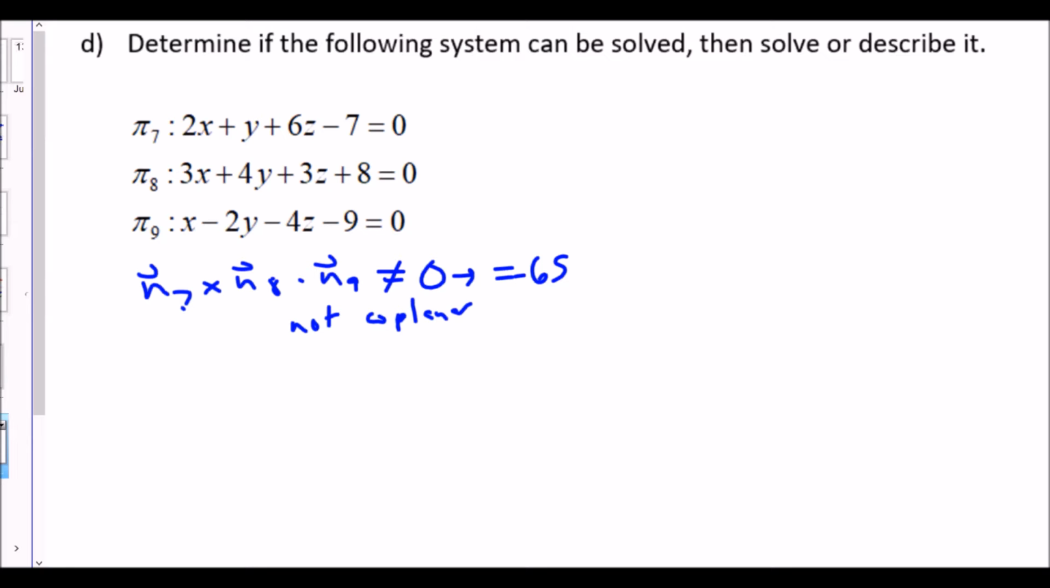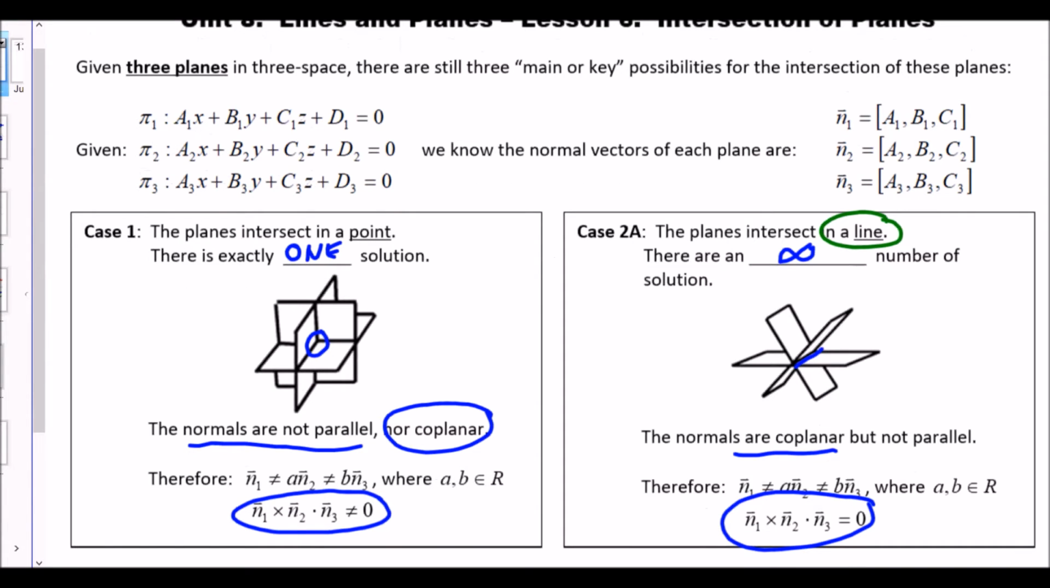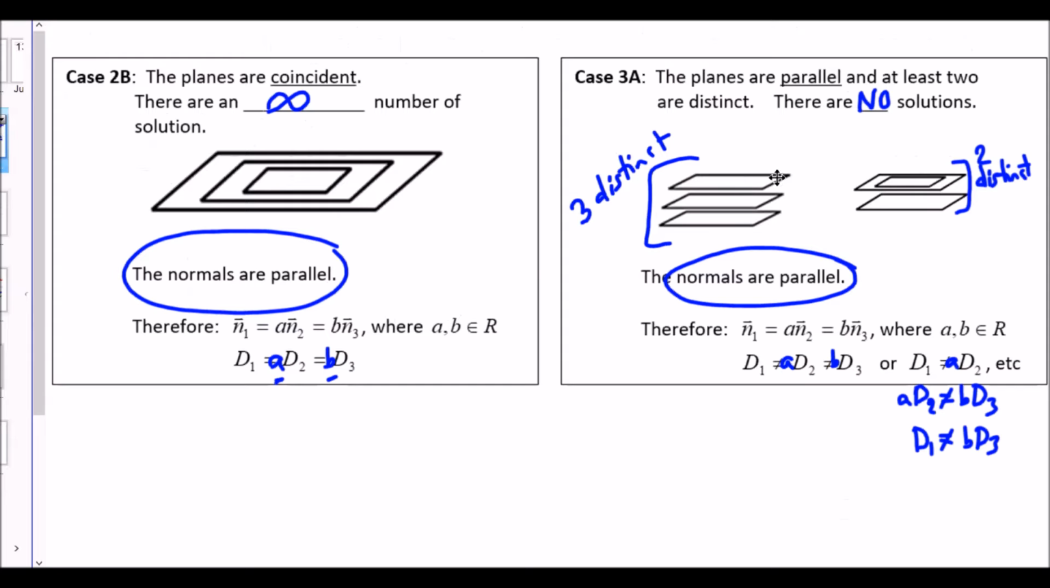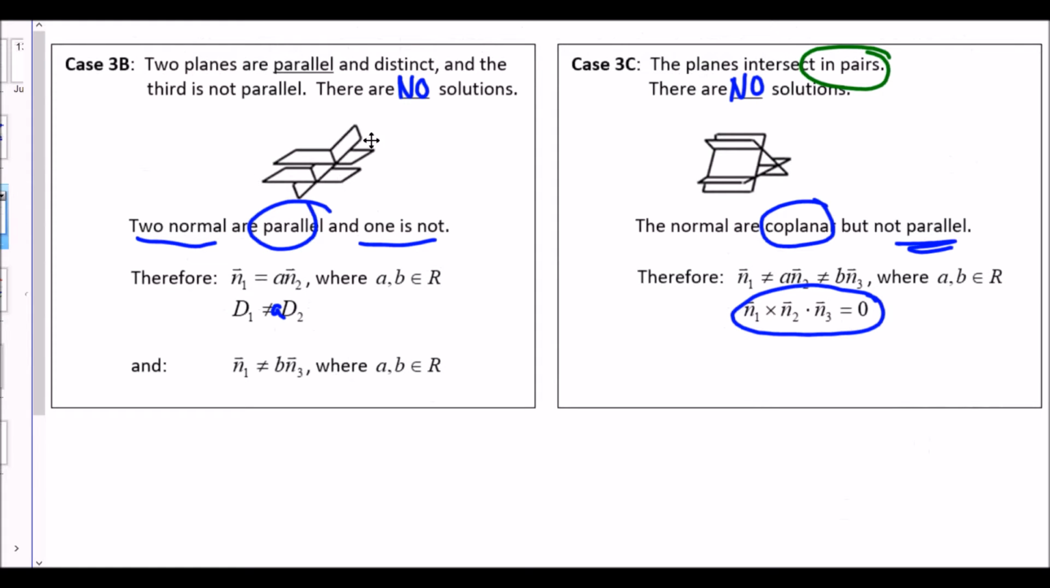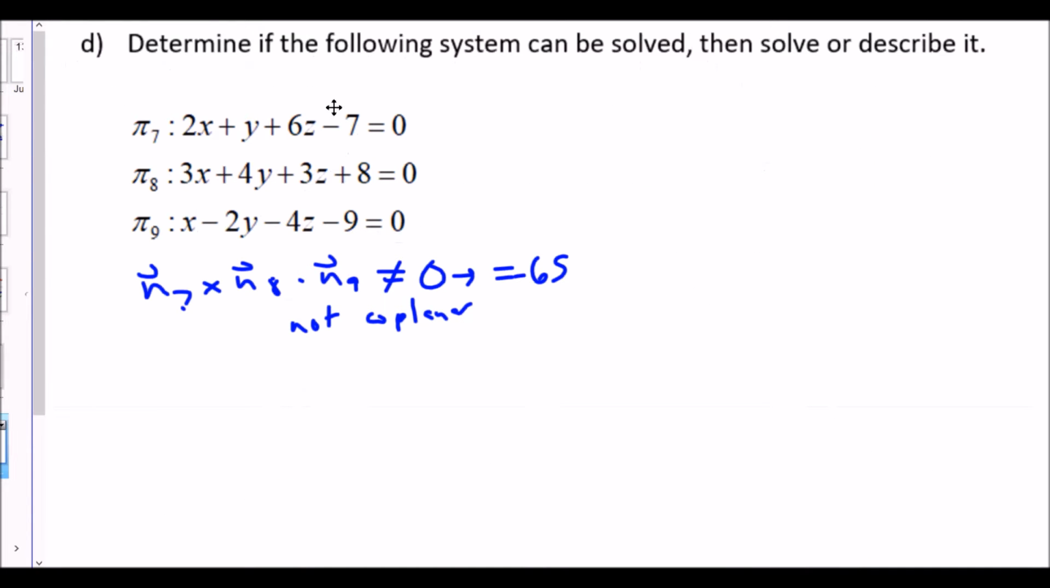Since they're not coplanar and they're not parallel at all, that really means if I go back to my cases here, they can't be 2A, they can't be 2B, they can't be 2C, or sorry, 3A, they can't be 3B, and since they're not coplanar, they can't be 3C. So the only case I'm left with is case 1. There's got to be one solution. So not coplanar, not parallel. We're looking at case 1.